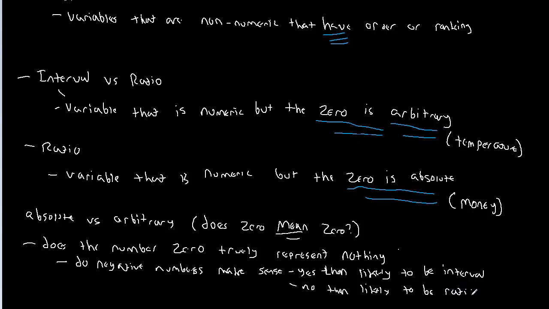And again, I'm putting the word likely here because you really have to think through, more than anything, whether or not the zero represents nothing. But negative numbers are a good indication of whether or not that is true. Because if negative numbers make sense, then that likely means that you can go below zero, which means the zero doesn't really mean nothing. Because if you can go below zero, then zero doesn't mean that you don't have more left that you can lose.